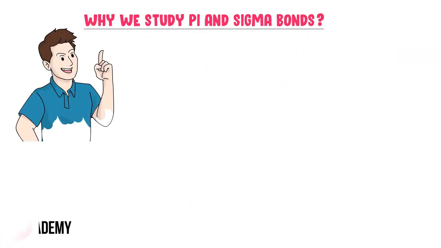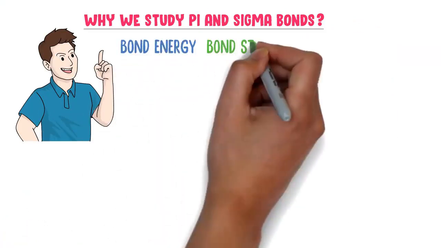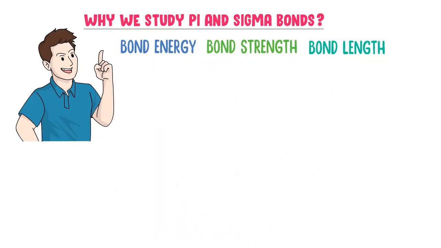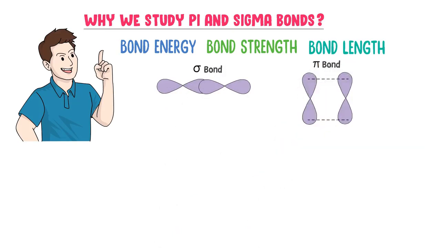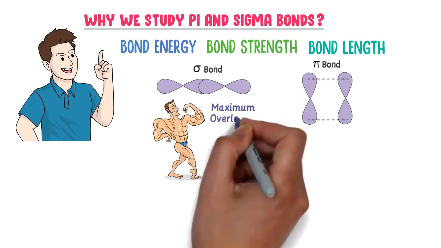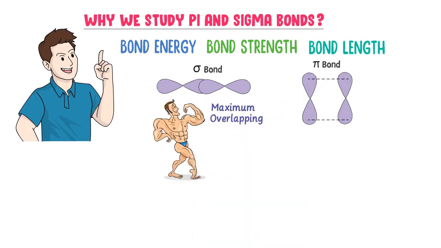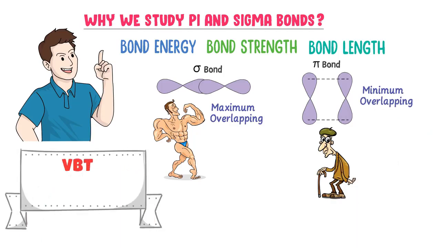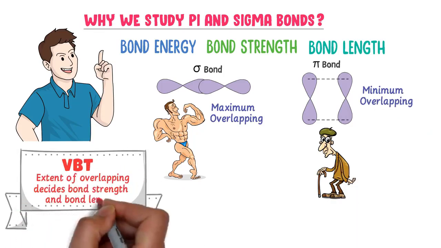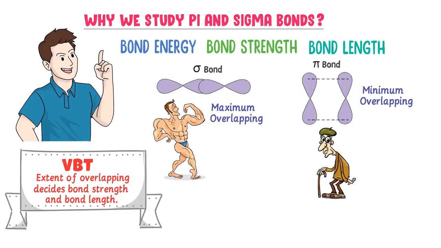Well, sigma and pi bonds explain the bond energy, bond strength, and bond length of a molecule. For example, consider sigma bond between these two p orbitals and pi bond between these two p orbitals. Remember that there is always maximum overlapping taking place in sigma bond, while there is always minimum overlapping taking place in pi bond. Also, according to valence bond theory, extent of degree of overlapping decides the bond strength, bond energy, and bond length. So we therefore say that sigma bond is stronger than pi bond.